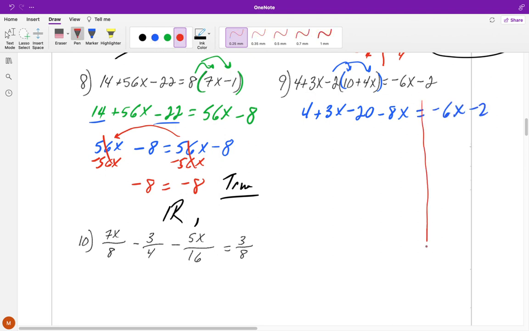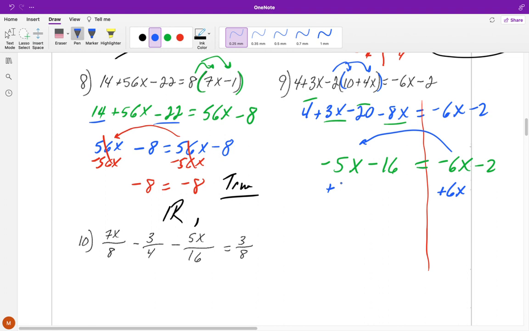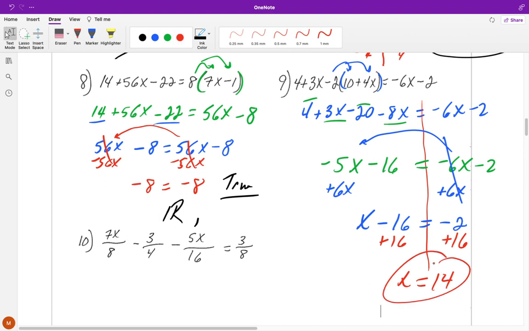I know now that I'm going to look to combine like terms. So since all of these are on my same side of that line, I don't need to do inverse operations. So 3x minus 8x is minus 5x, and 4 minus 20 is minus 16, is then equal to negative 6x minus 2. Now I'm going to move my variables to one side. So by doing that, I'm going to add 6x, so that way it zeroes it out. So negative 5x plus 6x is x, minus 16 is equal to negative 2. And my last step then is going to move my constant to the other side by adding it. So then x is then equal to 14.